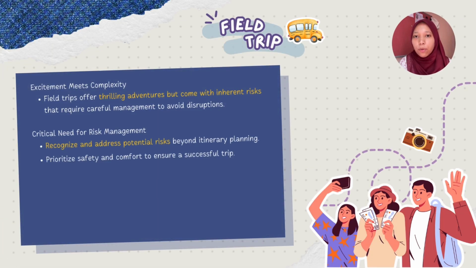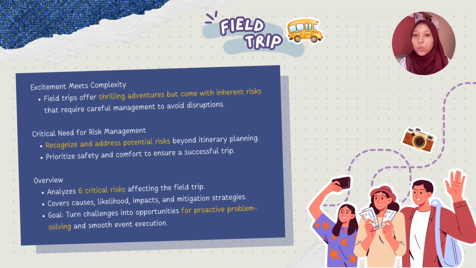Organizing a field trip for a group of students is always an exciting opportunity to explore, learn, and bond. However, behind the fun and adventure lies a complex process of planning and managing potential risks to ensure the trip runs smoothly. Whether it's unexpected delays, weather challenges, or unforeseen incidents, managing these risks proactively is essential for creating a safe and enjoyable experience. In this presentation, we will highlight 6 key risks we have identified for our upcoming field trip, along with the actions we've taken to address them effectively.